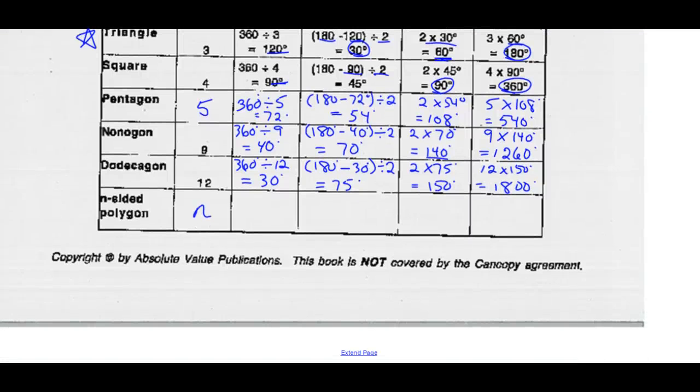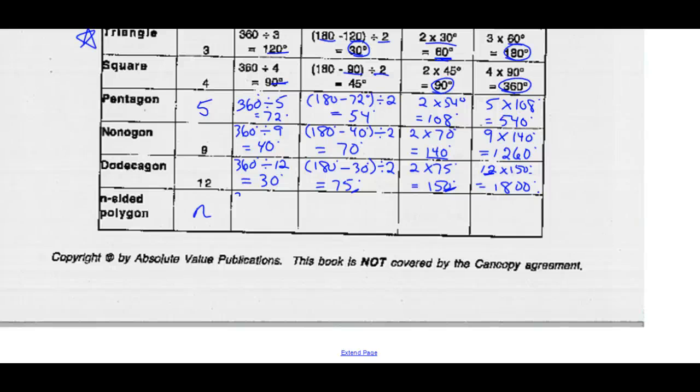So here's what you should have for the dodecagon. Central angle: 360 divided by 12 gives us each central angle 30 degrees. 180 minus the 30, divide that by 2, means every isosceles triangle has 2 equal angles of 75 degrees in it. Therefore, one interior angle of a 12-sided figure would be 150 degrees. We've got 12 interior angles, all at 150, so the sum of those is 1,800 degrees. Let's do the n-sided figure together.